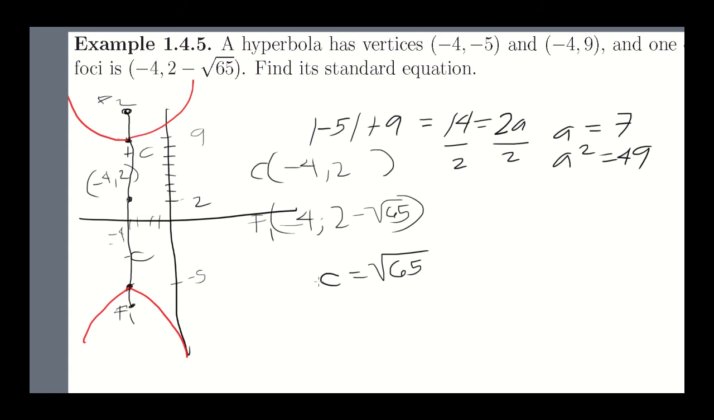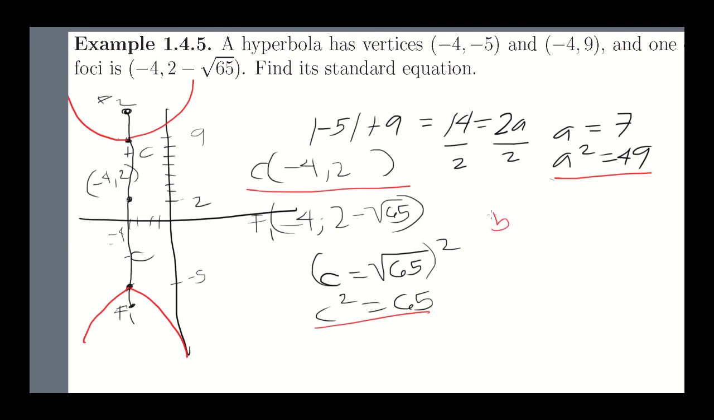Then we have now C. Then we get C square. So to get C square, we square that all. So C square is equal to 65. Okay, so now we have A square, we have C square, we have the center. And then next would be the B square.